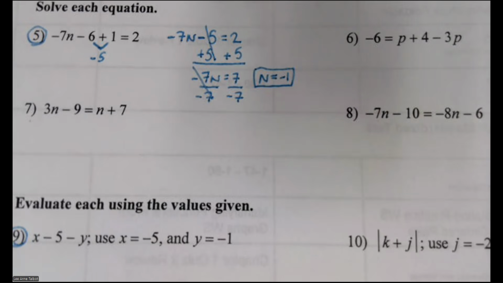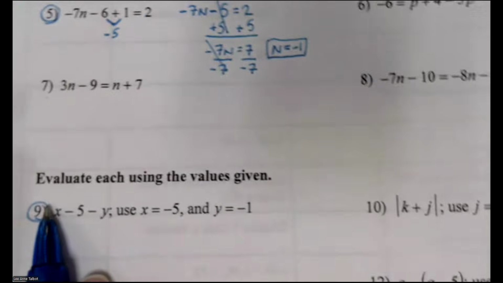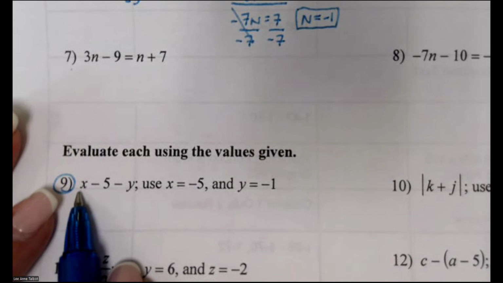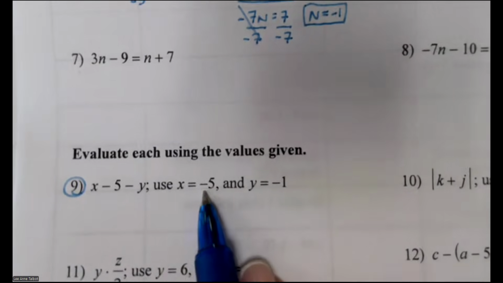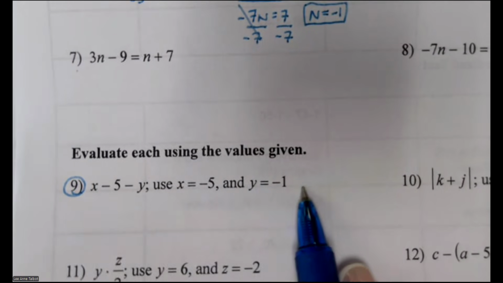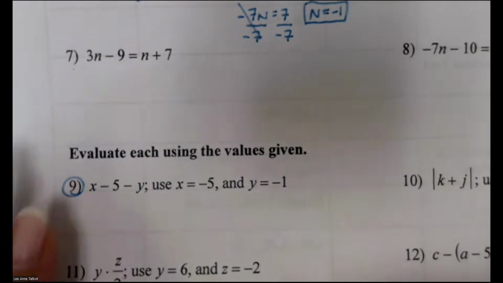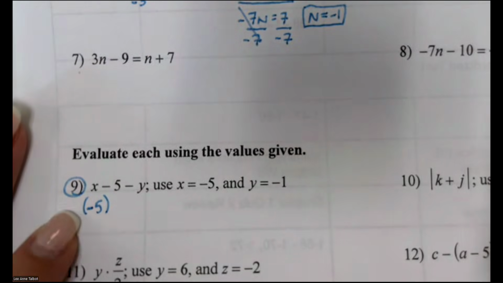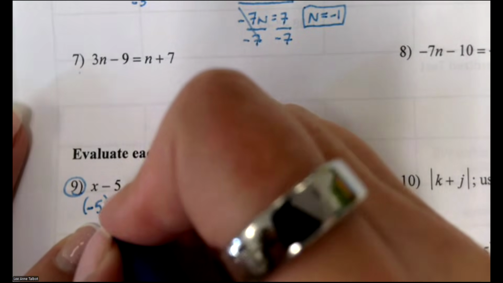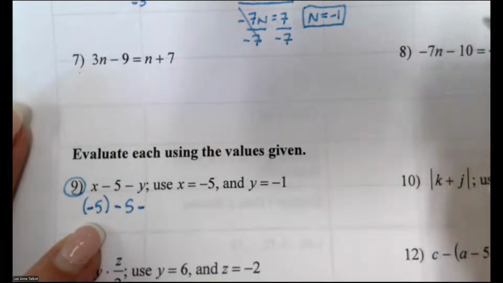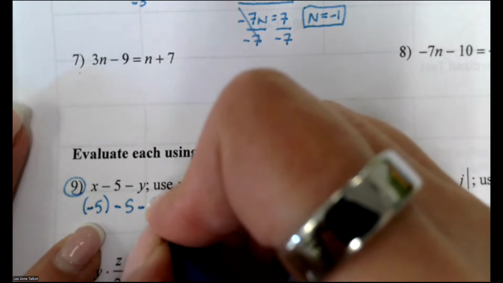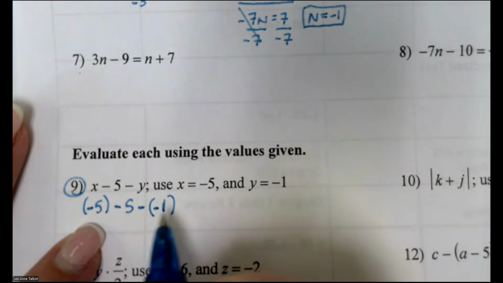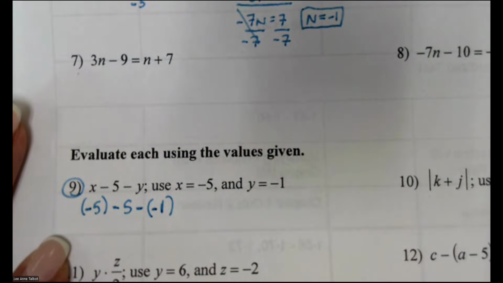Now we're going to move down to number 9, and this is evaluating expressions, and it's kind of like the function machine. So whatever the number is for x, I'm going to put in that spot, and whatever the number is for y, I'm going to put in that spot. So I just have to be careful with my writing. So x is -5, so I'm going to put it in parentheses, -5 minus y, and be very careful that you have your minus and then you have y separately as -1. So this is x -5 minus y.